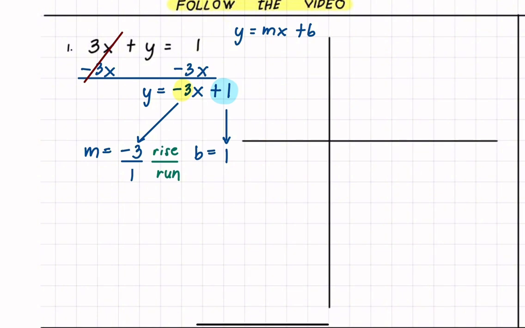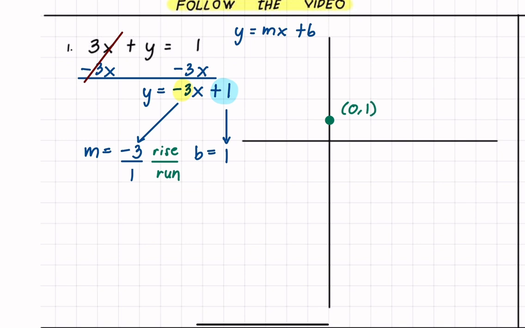Okay, now we already solved for the slope, which is m, and the y-intercept, which is b. We can now graph the equation. We always start with the value of b, which is 1. Where is 1 as the y-intercept? We can find 1 for the y-intercept here on top of the x-axis. Since this is the y-intercept, x is always 0. So we have the point (0, 1).